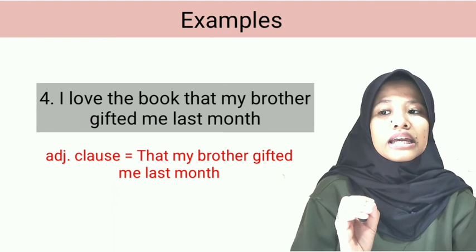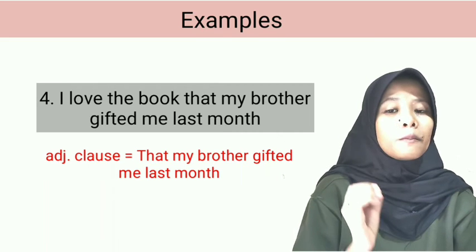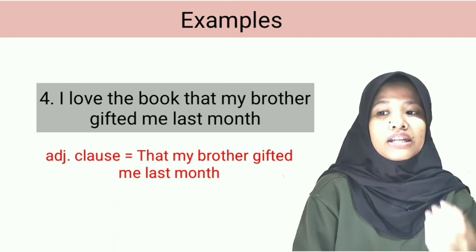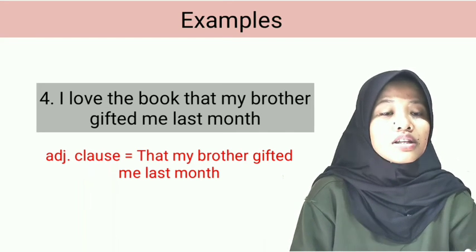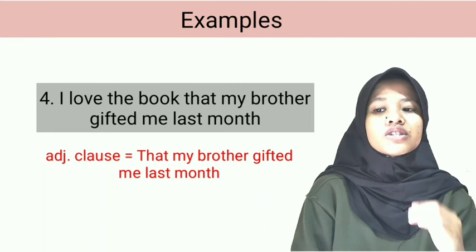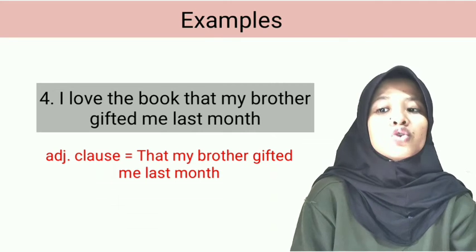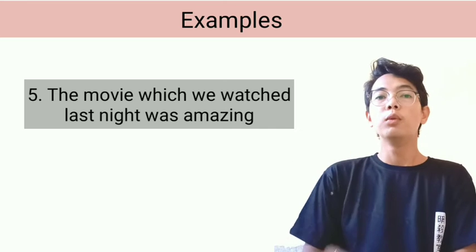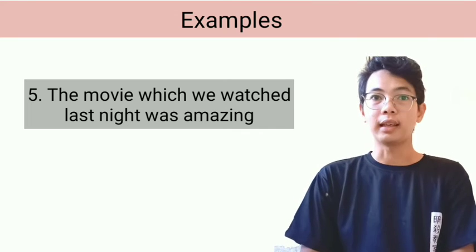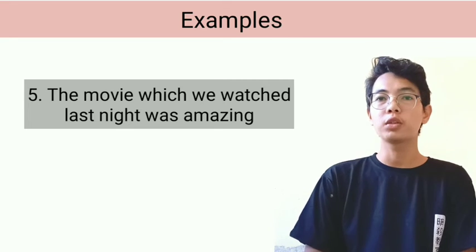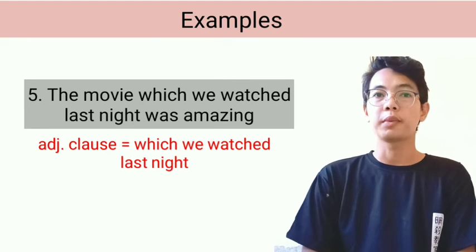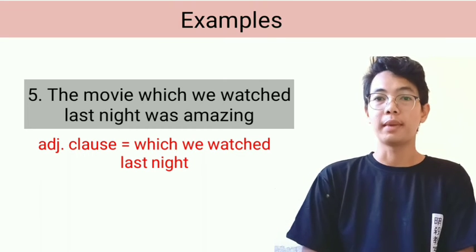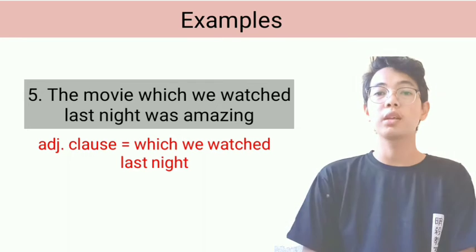That is used in an adjective clause to give essential information about the noun it modifies. You cannot use that in an adjective clause to give non-defining, non-essential information about the noun it modifies. So, you have to use it in a clause to give defining information about the noun it modifies. Number five: The movie which we watched last night was amazing. So, in this sentence, our adjective clause which we watched last night is giving us an essential piece of information about the noun movie. The movie which we watched last night was amazing. Let's have one more example using which.